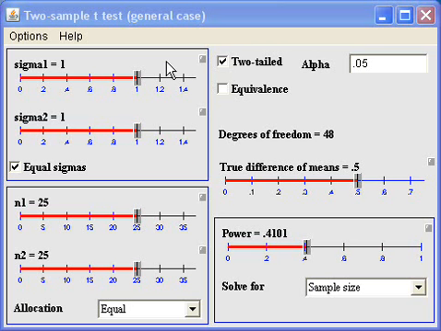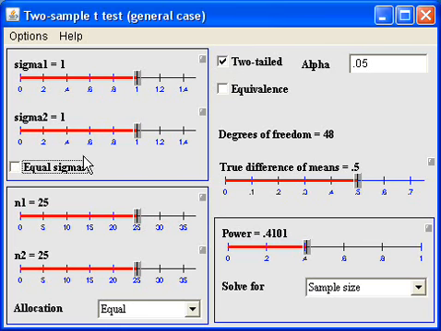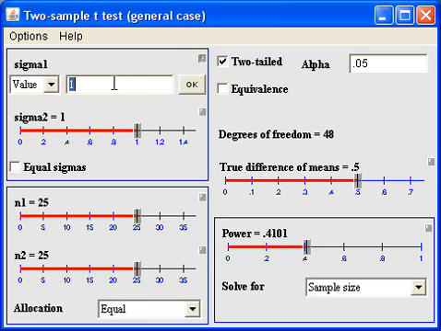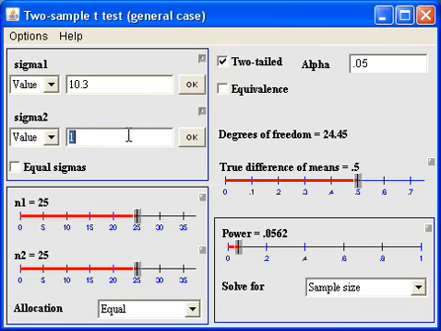So we need to add this data to Russ Lenth's power calculator. You can see that we've got two standard deviations and they're different, so we need to unclick the equal sigmas. Click in the grey box and put in a standard deviation for your treatment, 10.3. Click in the box, put in a standard deviation for your control of 9.8.